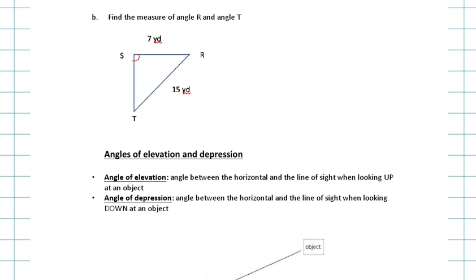What are the angles of interest? Find the measure of angles R and angle T. So you have to find both of them. First solve for R, then solve for T. So, I'm going to turn off that podcast here because it's going to take you some time.